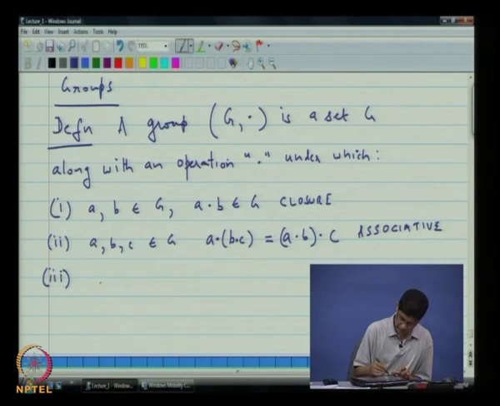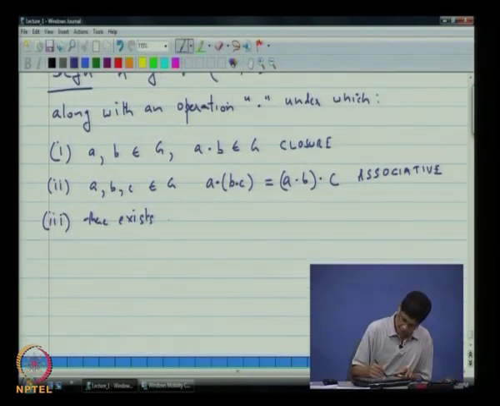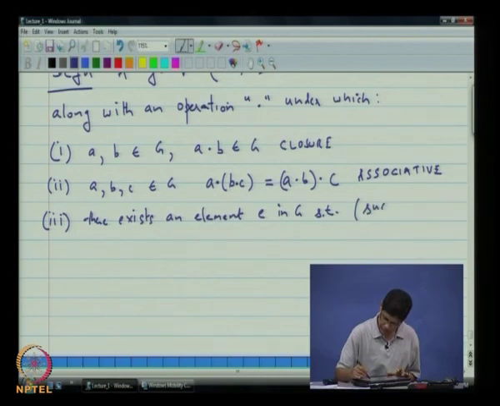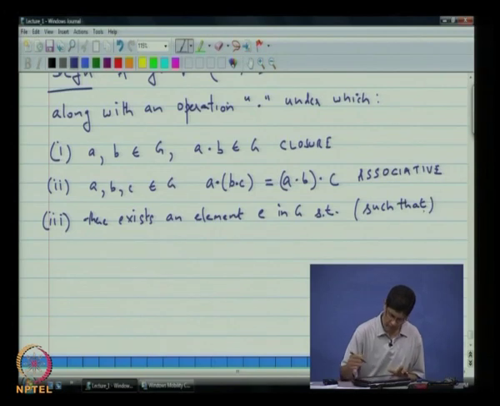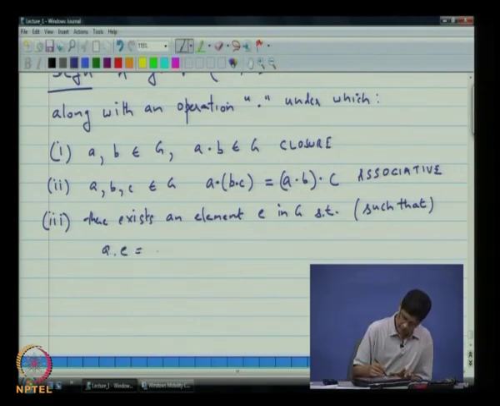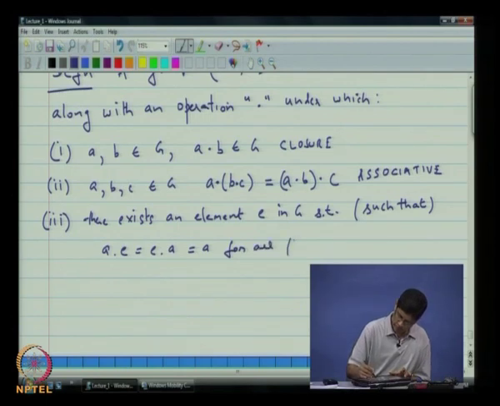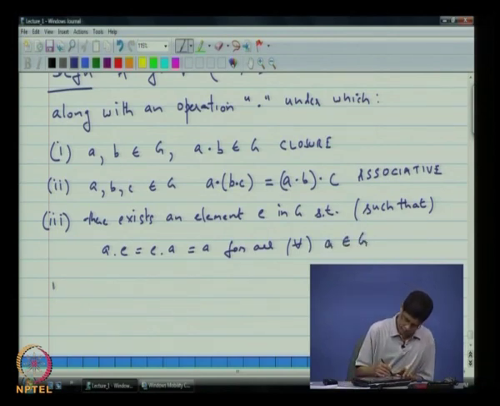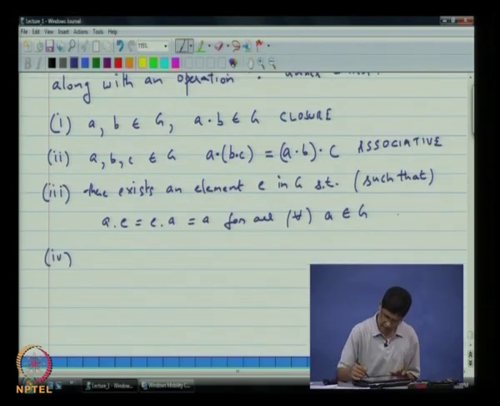The third property is there exists an element E in G such that, so when I write S.T. you should read that as such that, A times E is equal to E times A is equal to A for all, and I will often use this symbol to denote all, for all A in G. So, this axiom is called the axiom of the identity element.